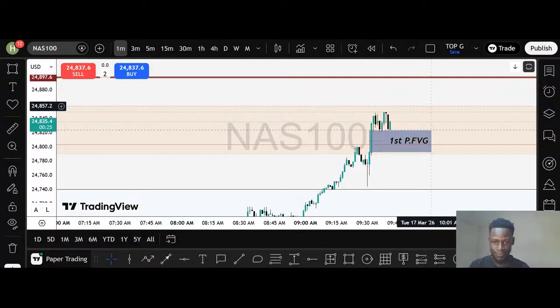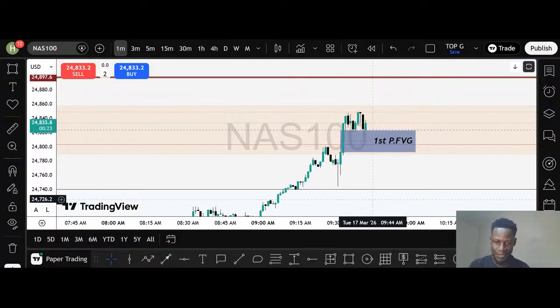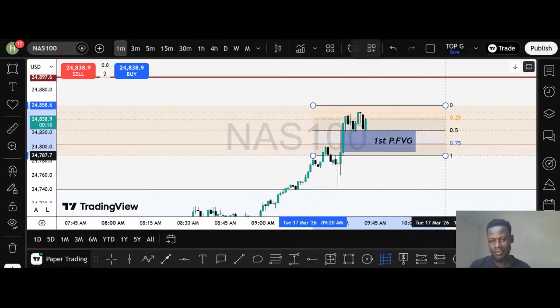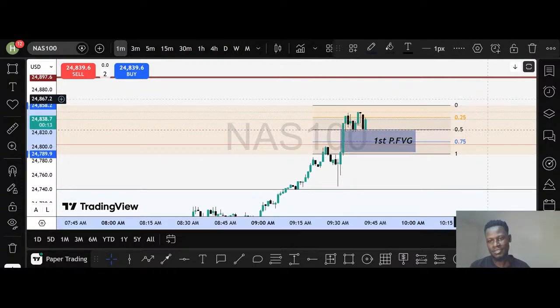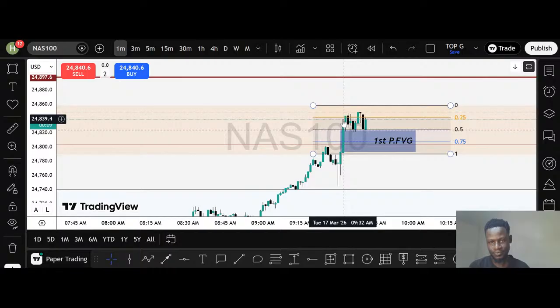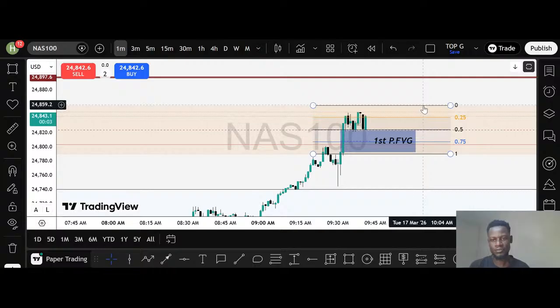So that's good. So right now I'm having that daily CB, okay? So inside that daily CB, these are my levels. We are still having just this small portion to fill the whole of it.